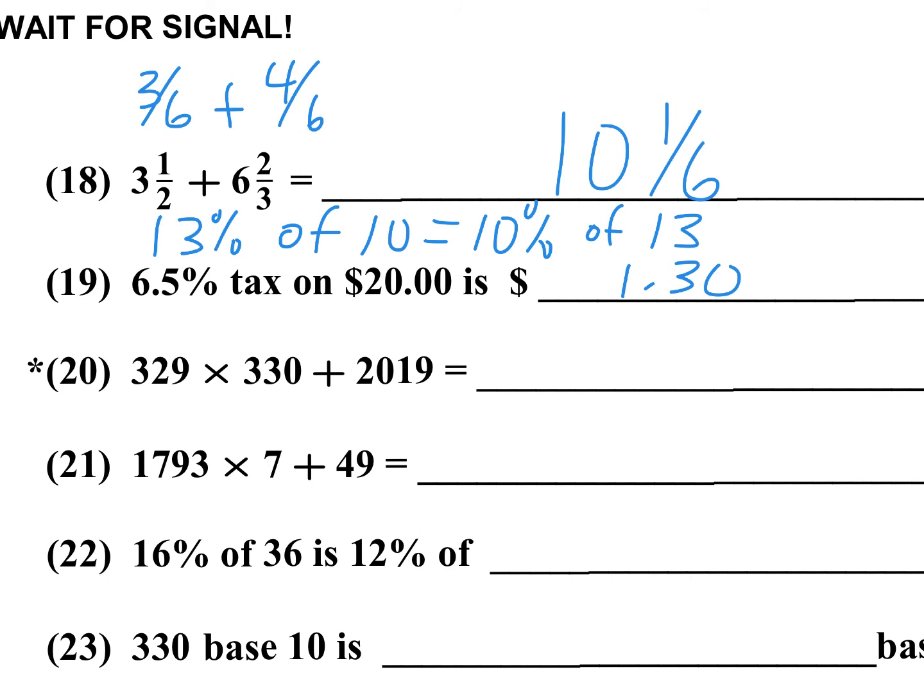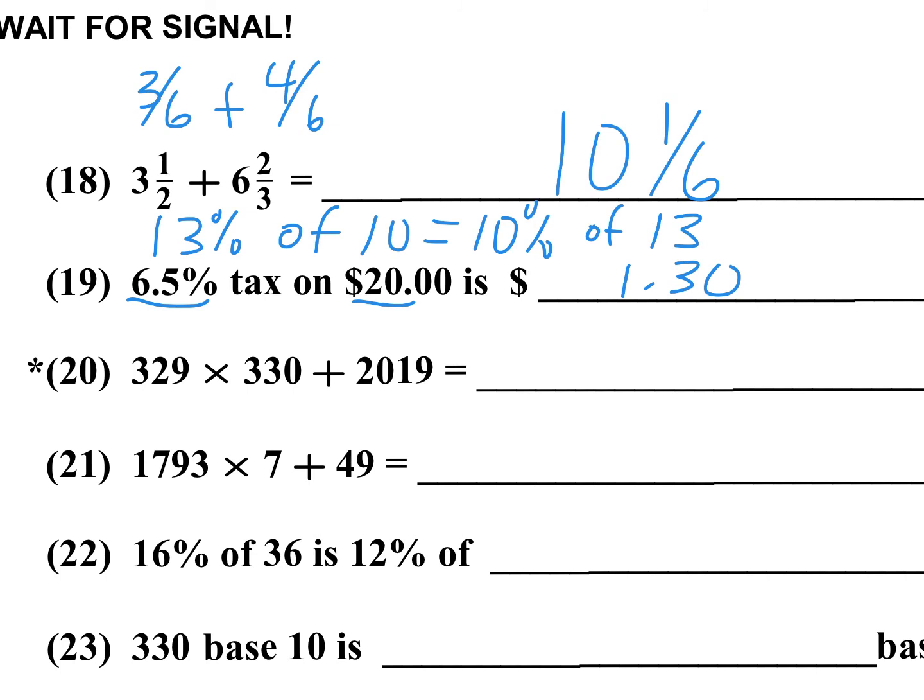So I used 2 different techniques here. One shortcut is the double and half method, where I double the 6.5 and half the 10. So it leaves me 13% of 10. And that's the same thing as 10% of 13. Either way, the answer is $1.30.